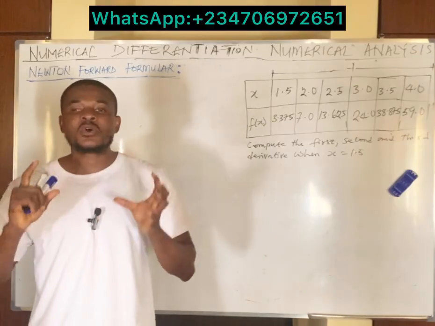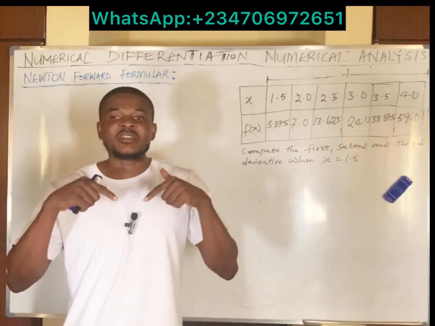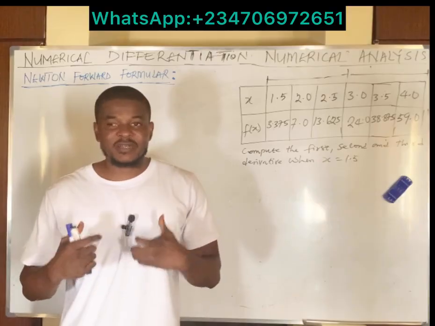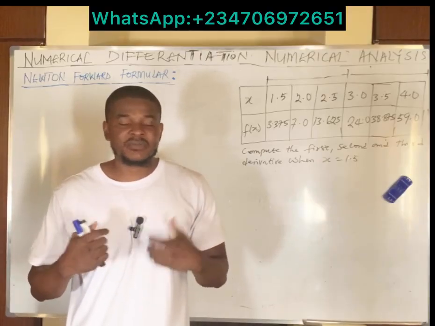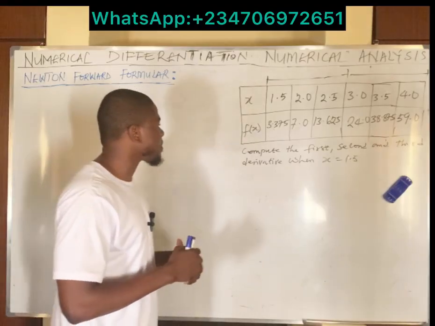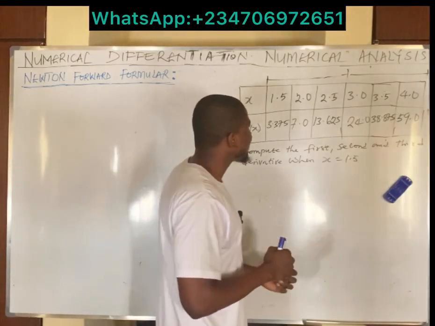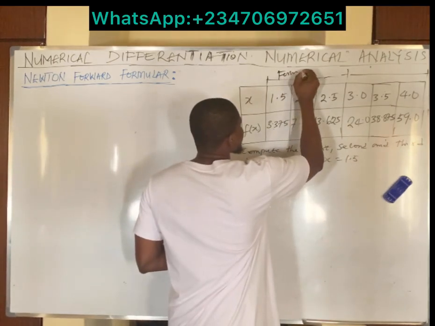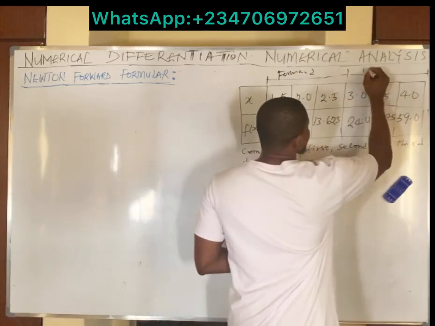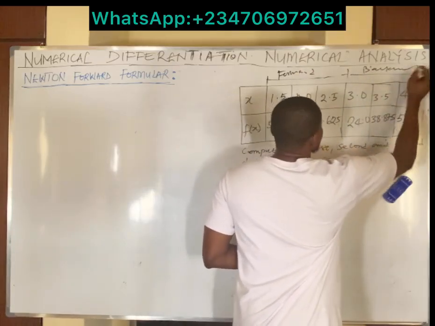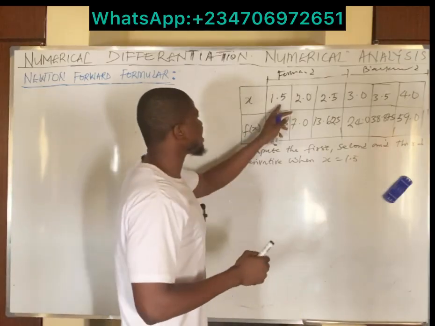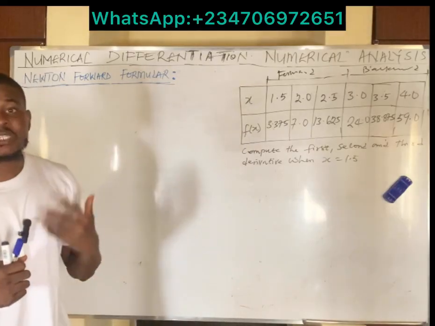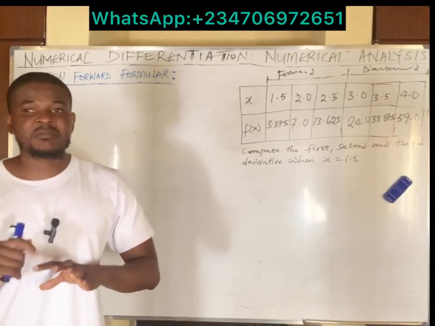So I explained all of this in the first video, and I will leave the link of that video in the description of this video so you can watch it for proper understanding of all of these methods and approaches. Okay, so we are now to approximate when x is equal to 1.5, and you can see, like I said, this is the forward table and this is the backward table. So you see now that 1.5 lies at the beginning of the table, which means we are going to be using Newton's forward formula, which is the essence of this particular video.